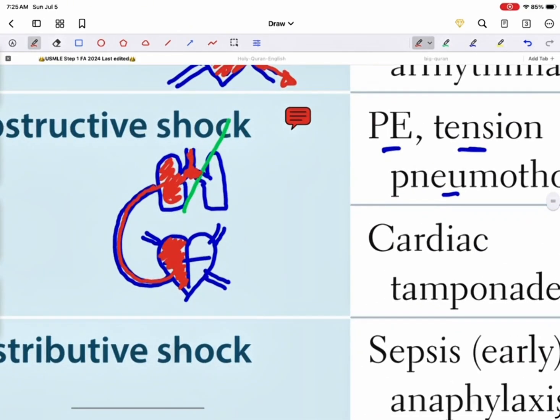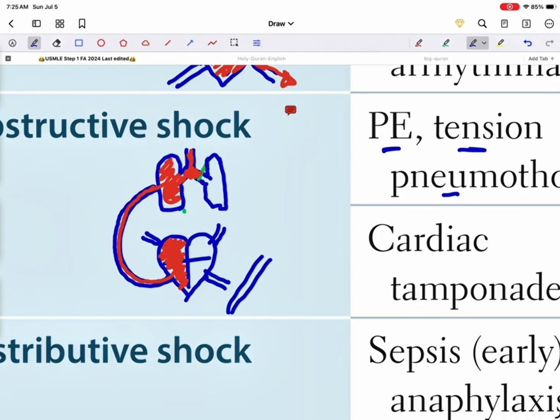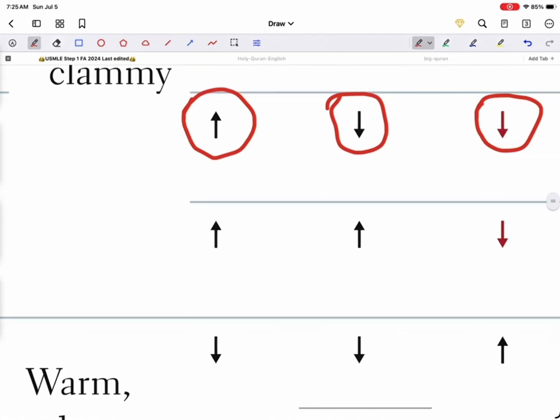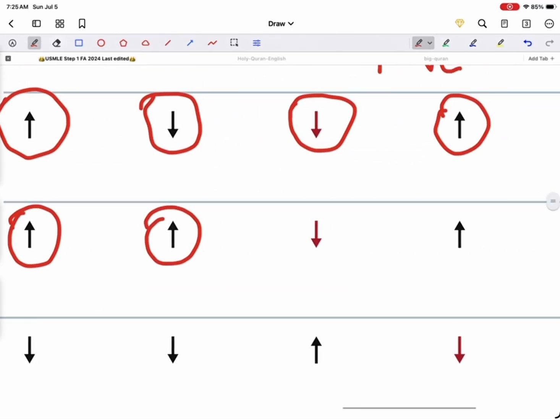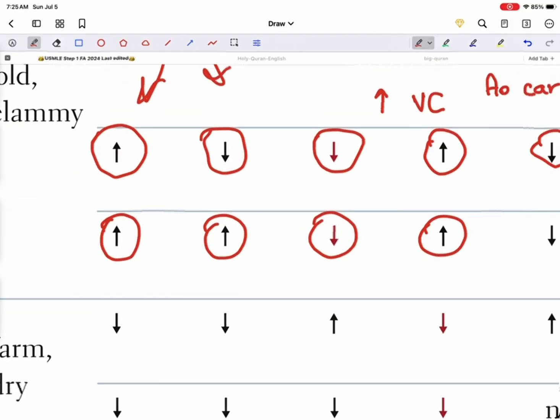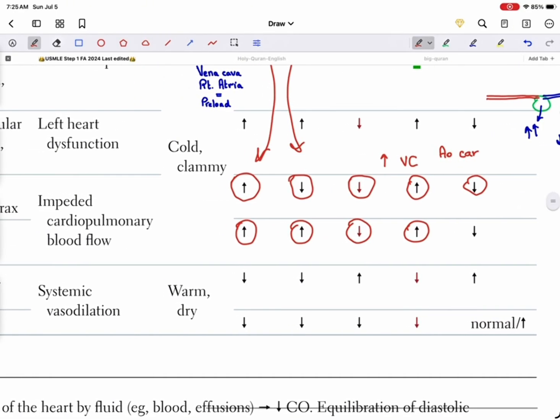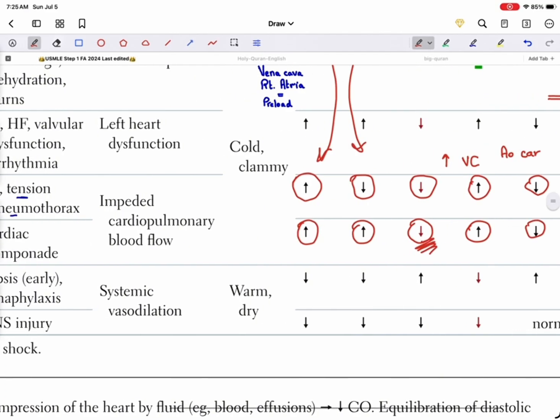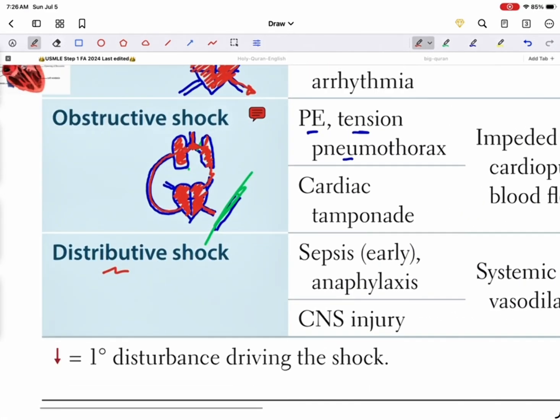What about the cardiac tamponade? Cardiac tamponade is going to be different. Why? Because the blockage would be at the level of the heart, not the lung. So the blood will be congested from the heart up to the lungs and back to the right heart, everywhere. So everything is going to be high: the CVP, PCWP, SVR. The mixed venous oxygen saturation will be low. The cardiac output will be low. That is obstructive shock.